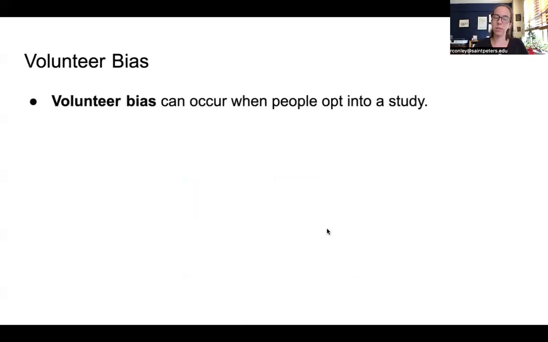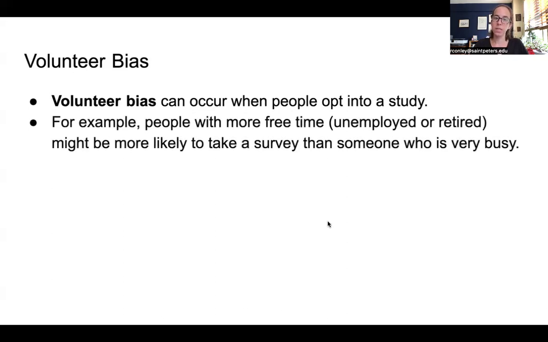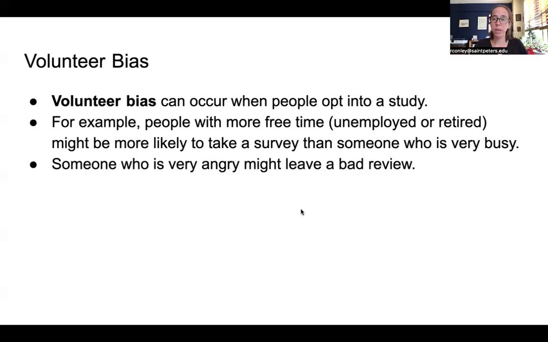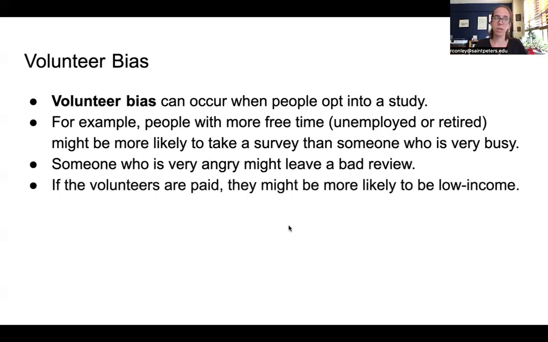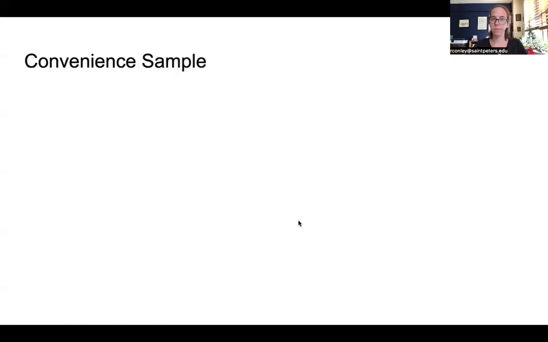Another type of bias is volunteer bias, and that occurs when people opt into the study. So for example, people with more free time, people that are unemployed or retired, they might be more likely to take a survey than someone who's really busy. Also, someone who's really angry might go on to Yelp and leave a really bad review. If volunteers are getting paid to participate in the research, they might be more likely to be low-income people, and thus they're willing to participate in research to get paid. These are all ways that can skew who is choosing to participate in research.